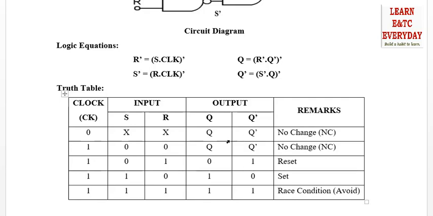Why? Because clock is 0. The flip-flop doesn't work when we don't apply the clock, because it is a sequential circuit. A combinational circuit doesn't require a clock, but a flip-flop is a sequential circuit, so it requires a clock. Whenever we apply a clock, only then will the flip-flop work. So when clock is 1, there may be cases for S and R. S and R can be 00, 01, 10 and 11. So we'll see the different cases.